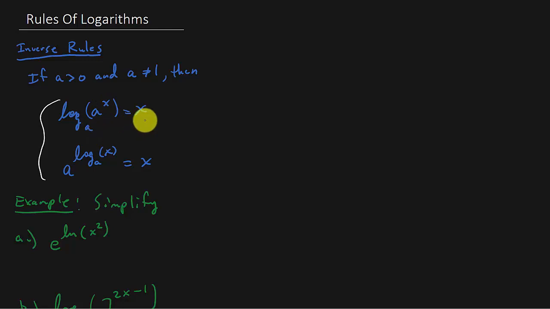Now all this means is that if the base of the log and the base of the exponent are the same, then your answer is your exponent. That's all that means. And then this one right here, the log is in the exponent. So if the base of the exponent and the base of the log are the same, then your answer is what you're taking the log of.